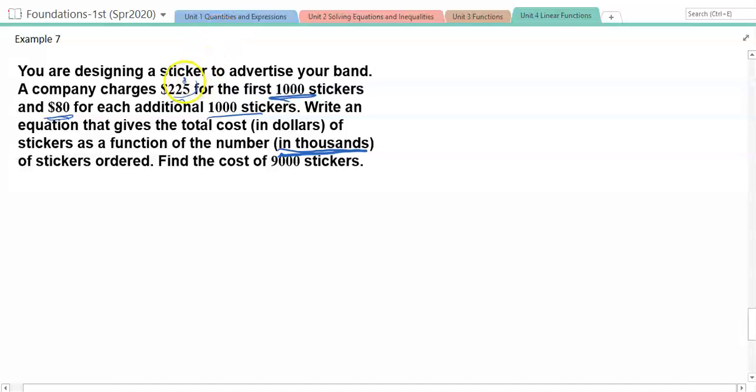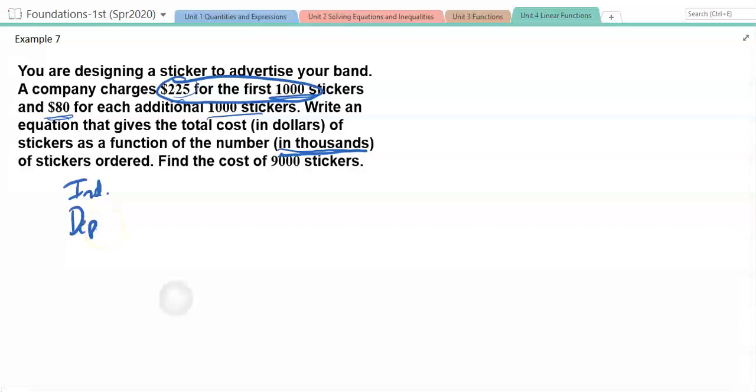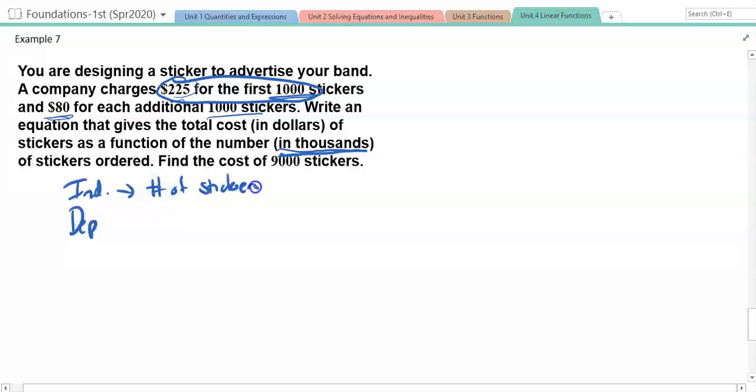Now, this becomes an ordered pair for us, but let's back up a step because we really need to do something first. We need to ask ourselves, what is the independent variable and what's the dependent variable? Which one depends on the other? Does the number of stickers depend on the cost, or does the cost depend on the number of stickers we purchase? And so when we think about this, the number of stickers is the independent and the cost is the dependent, right? And so if I think about the order of x and y, I'm going to get the ordered pair 1,000, 225, right?